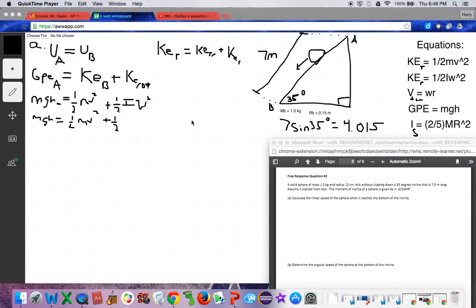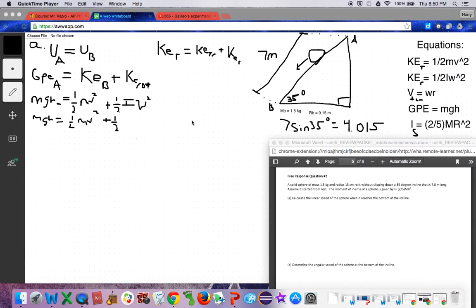Today I'm going to be solving free response question number 2 on the rotational mechanics review packet. Now, the problem reads: a solid sphere of mass 1.5 kilograms and radius 15 centimeters rolls without slipping down a 35-degree incline that's 7 meters long. Assume it started from rest. The moment of inertia of a sphere is given by I is equal to 2/5 mr squared.